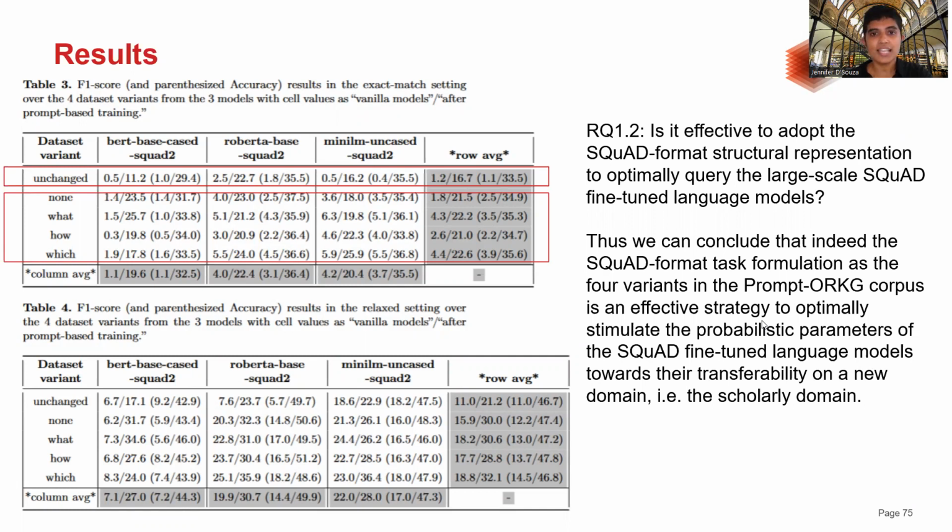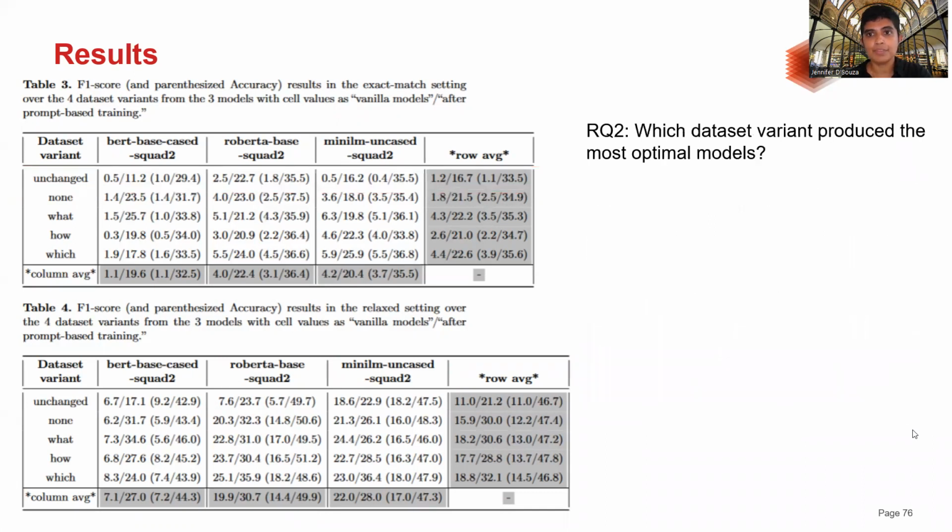Thus, we can conclude that indeed the SQuAD format task formulation as the 4 variants in the Prompt ORKG corpus is an effective strategy to optimally stimulate the probabilistic parameters of the language models towards their transferability on a new domain, that is, scholarly domain.